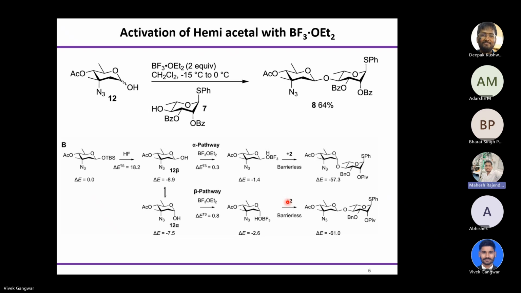Basically, if delta E is more, that means more stabilization. More, I am telling minus, I mean think more activation barrier. Maybe. Can you repeat? No, he's telling delta E means the activation barrier.